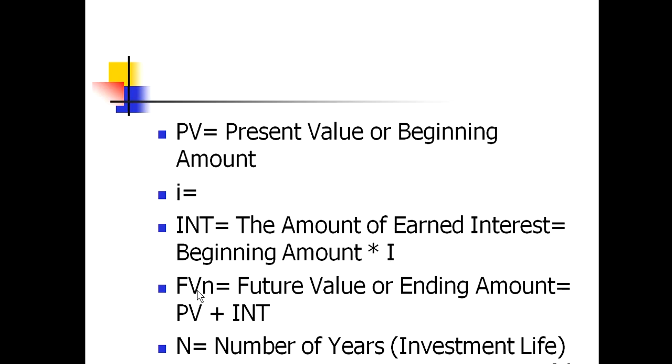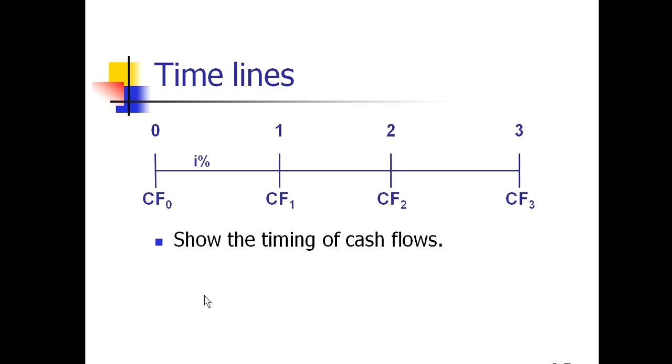And here we can see the future value for n, where n is the number of years. So the future value equals the present value plus the amount of earned interest. And in this video we will see another formula of how to calculate future value.